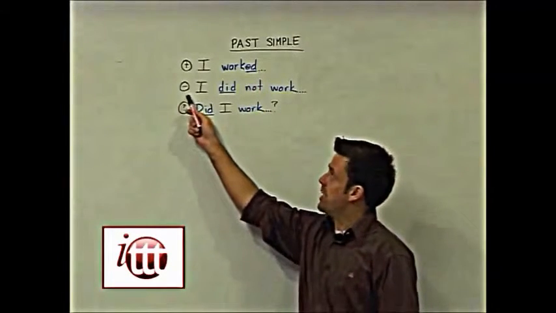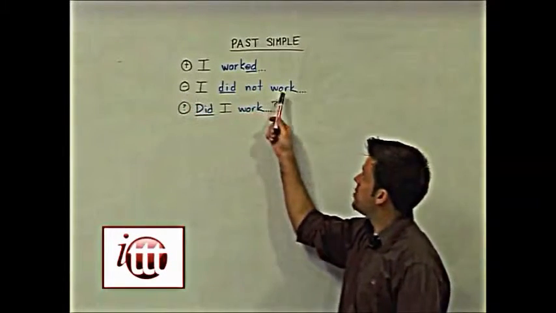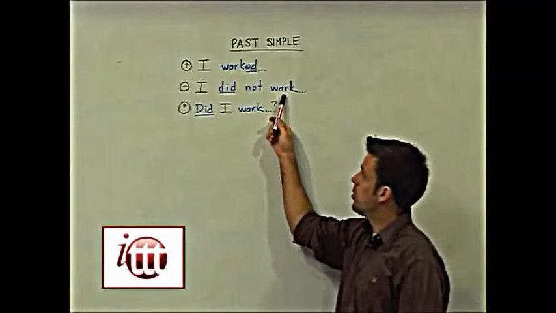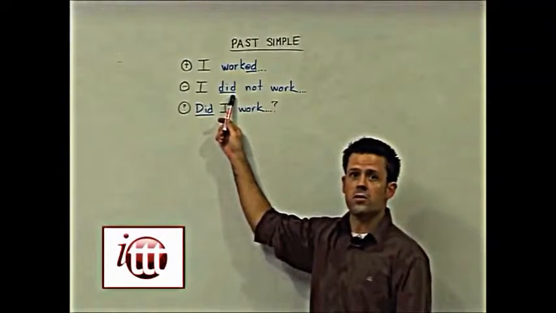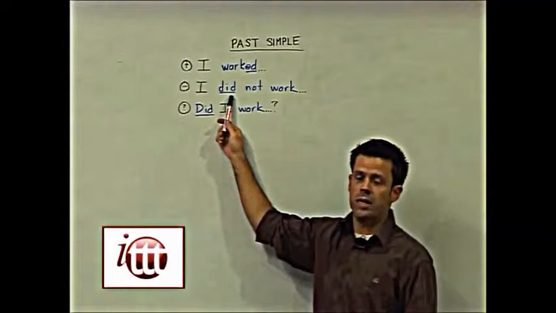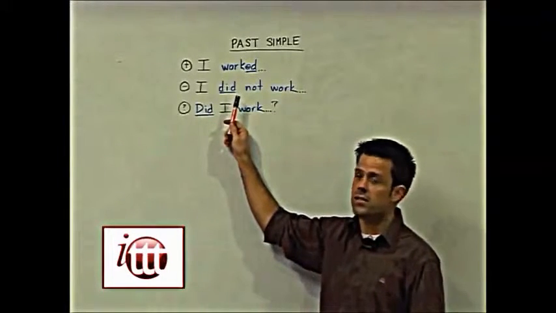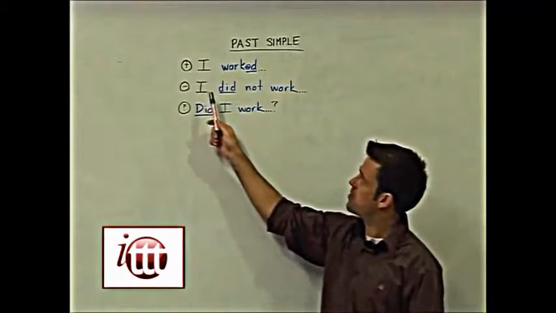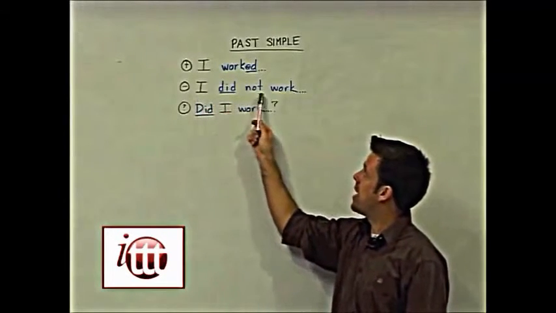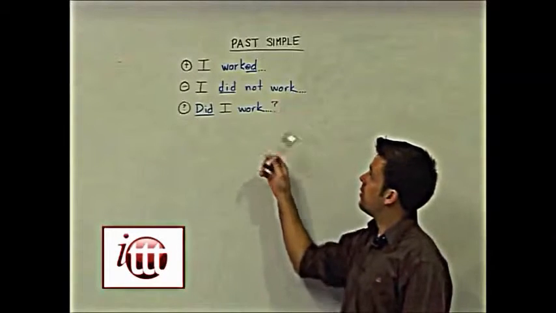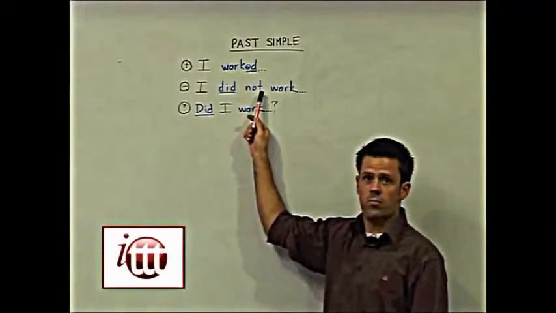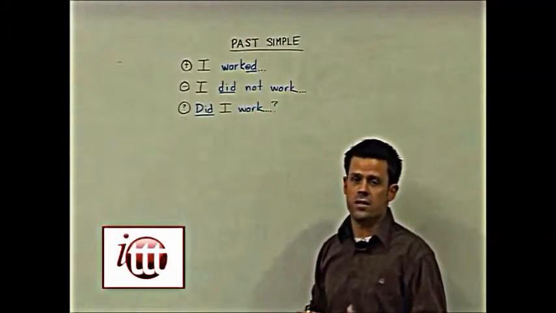For the negative sentences, rather than changing the main verb, we add our helping verb, again the auxiliary verb, in this case being do. So I've changed do to did to indicate the past, and it results in a sentence structure such as, I did not work. Now, did not is the full form. Obviously, we can contract this into didn't.